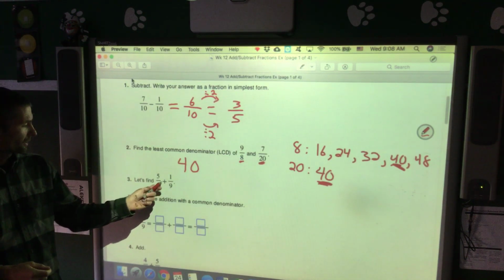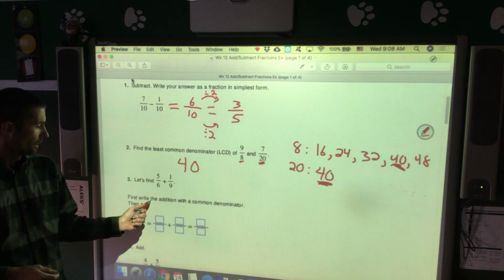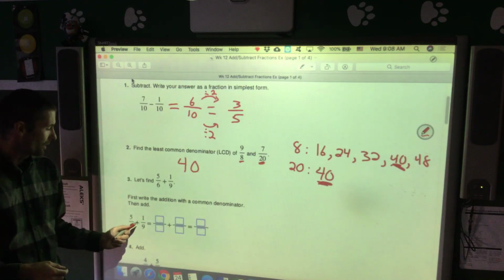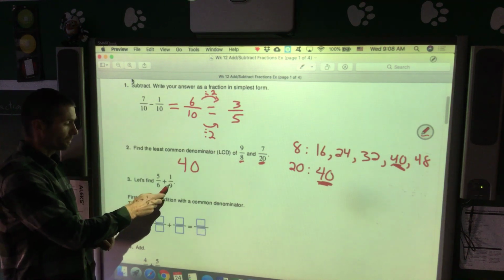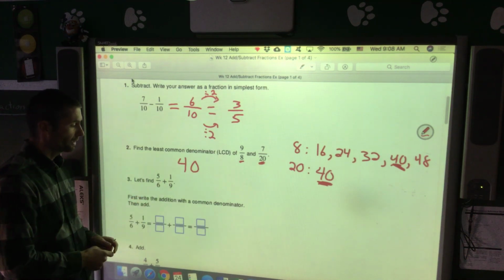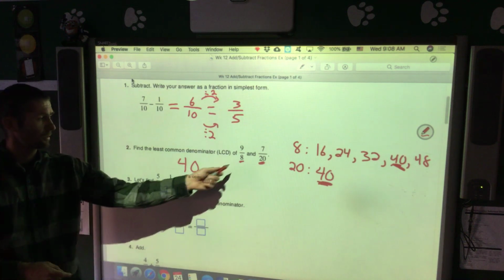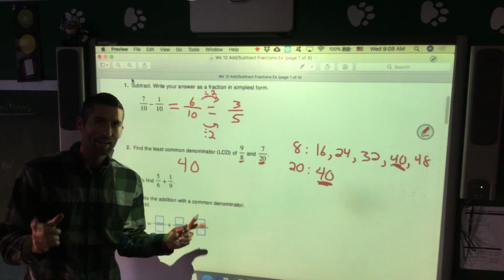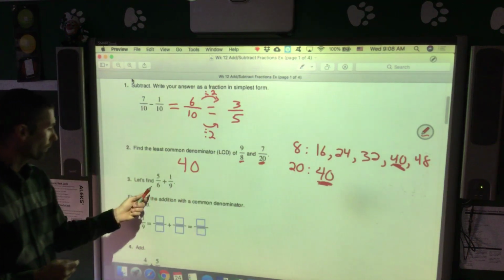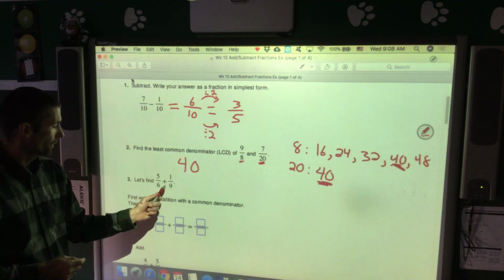Let's find 5/6 plus 1/9. So first, write the addition with the common denominator, then add. So we know we can always find the quickest common denominator by just multiplying these two together. 6 times 9 is 54. That won't always be the least. It wasn't here. 8 times 20 is 160, which would have been in common, but not the least common, like 40 was. Let's find a smaller one though.